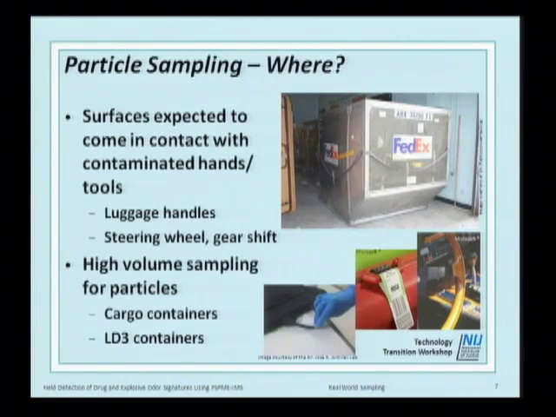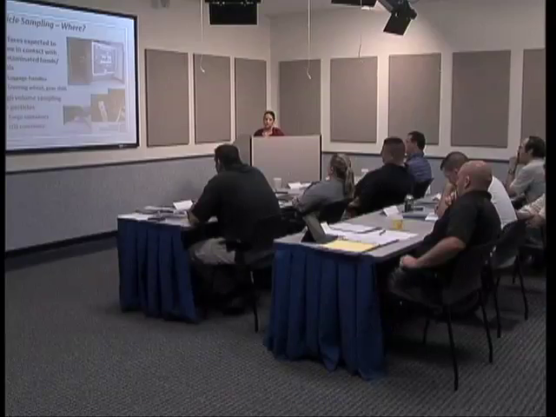So where do we conduct particle sampling? We do this on surfaces that you expect to have come into contact with tools or hands that have been contaminated, such as luggage handles, a gear shift, a door handle of a car, or the trunk, the steering wheel, for instance. And you would swipe that surface, and then afterwards you would do the analytical technique for detection, whether it be direct introduction into ion mobility spectrometer or placing that wipe into a solvent for other types of instrumentation.